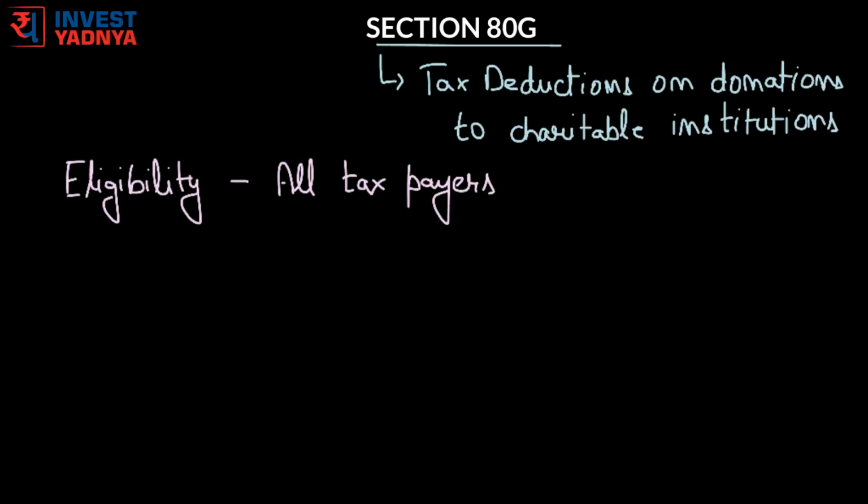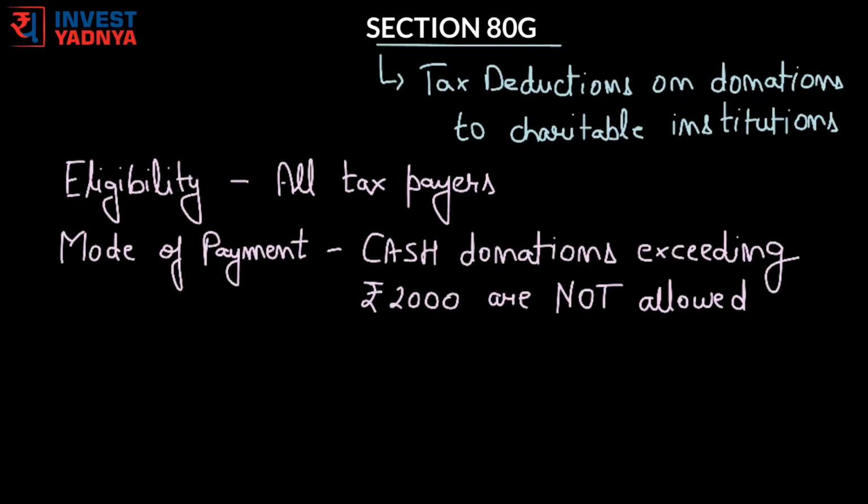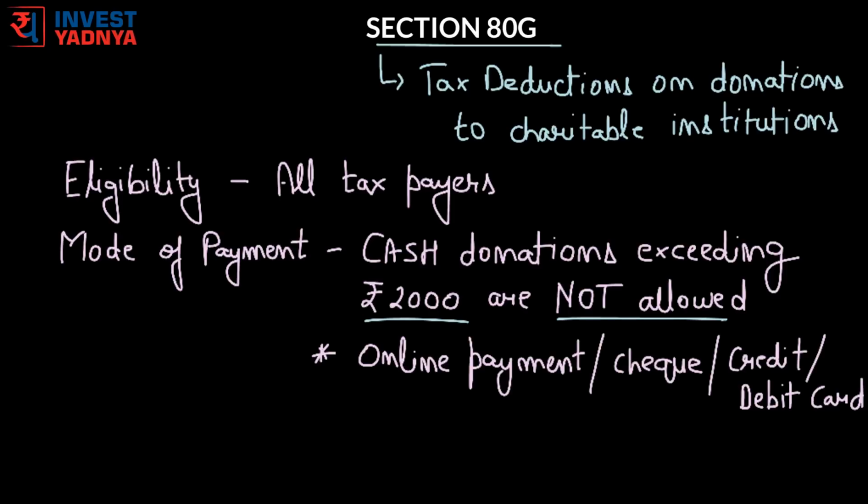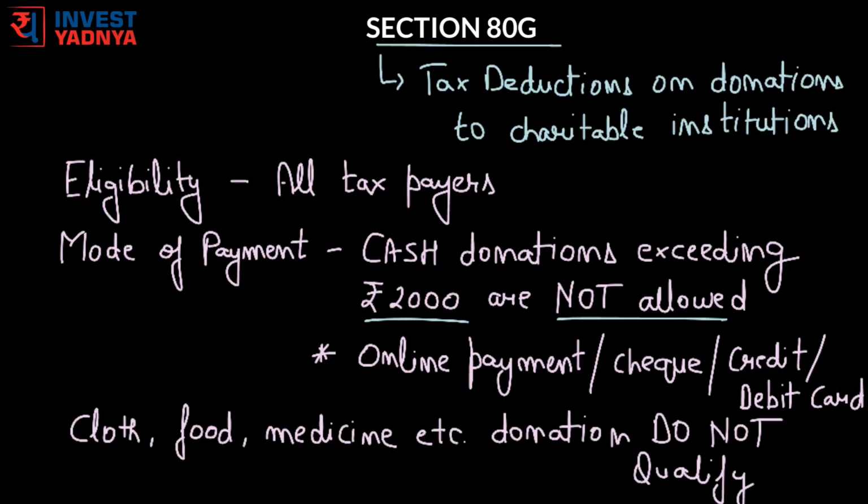All taxpayers are eligible under this section. Starting financial year 2017-18, any donations made in cash exceeding rupees 2000 will not be allowed as deduction. Therefore, donations exceeding rupees 2000 should be made in any mode other than cash to qualify as deduction under section 80G. In-kind contributions such as food material, clothes, medicine, etc. do not qualify for deduction under this section.